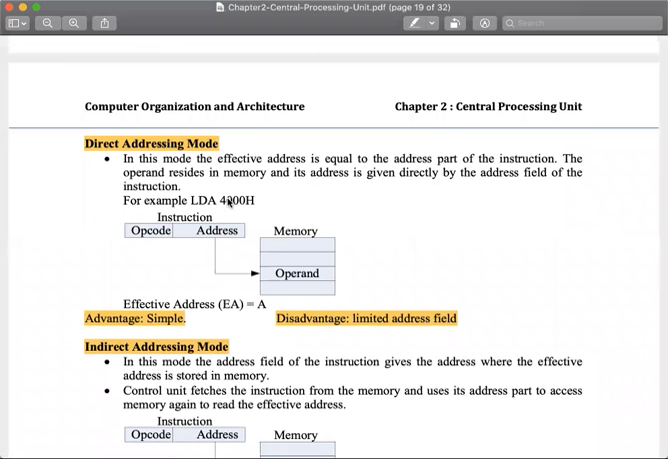Suppose an address is already given, so you go to that specific address, take the data and load it. Here no register is given, nothing is given, only the memory address is given. You go to that memory address and take the data, only data, no register. Okay, so this is a very simple one.